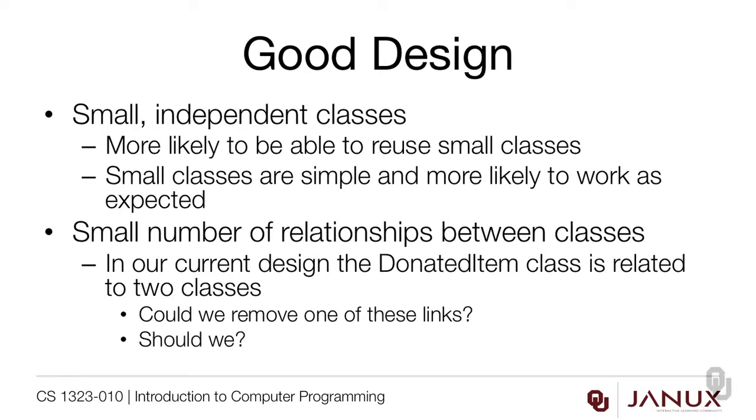Should we do it? That's actually a really hard question. Because our software is still pretty incomplete, it's hard to know. My sense is that we're going to want to know what the donated items are just to keep track of what's in the warehouse. So my guess is that probably we want to leave it there. But of course, the conservative approach is always to not have the relationship there and put it in later if we need it. So it's something to think about.